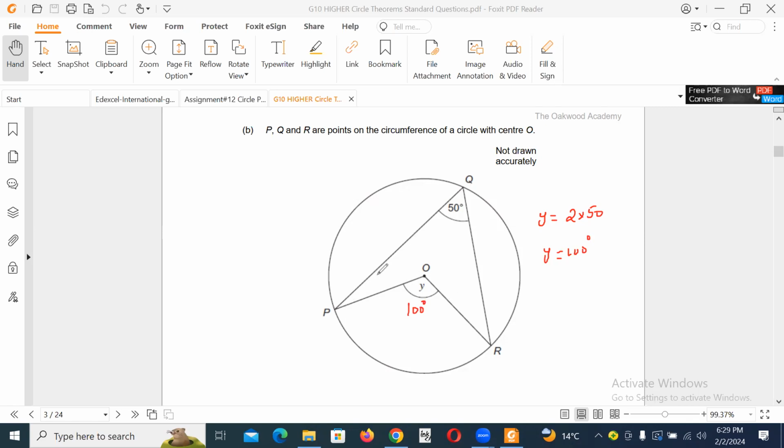Or in other words, you can say that the angle subtended on the circumference is always half the angle subtended at the center of a circle. So I hope it is clear.